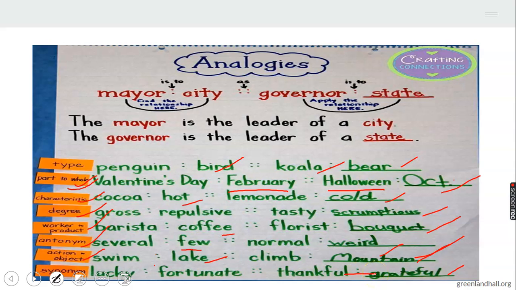So you can see these are the types of analogies that we have: part to whole, characteristics, degree, worker to products, antonyms, action to objects, and synonyms.